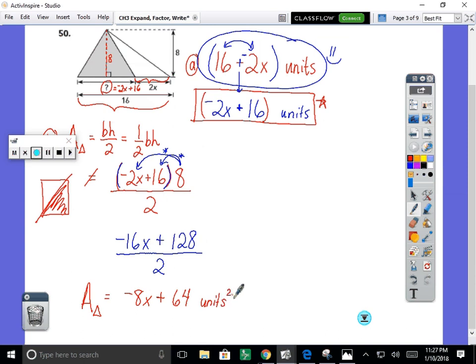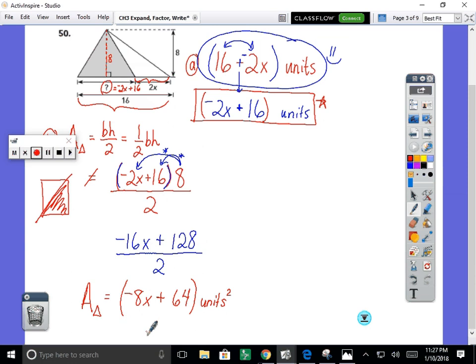Area is always squared. This would be awesome, except I'm scared you're going to think the units only go with the 64. So how do we show that? With some safe parentheses. Guard your answer. This is a final answer for area of the triangle.